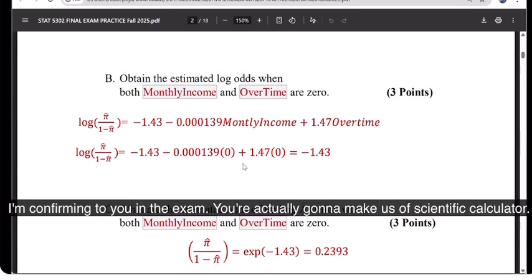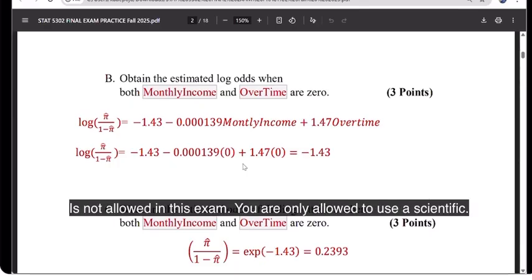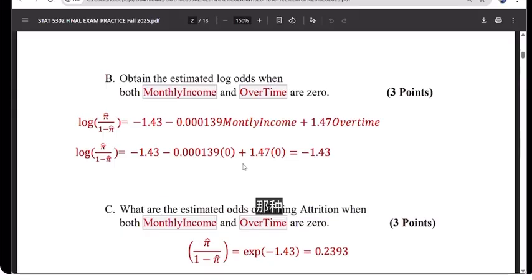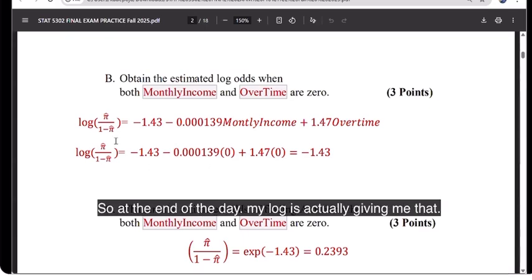I'm confirming to you that in the exam, you're actually going to make use of a scientific calculator. The use of a graphing calculator is not allowed. I'm going to say that again: the use of a graphing calculator is not allowed in this exam. You are only allowed to use a scientific calculator. So make sure you come into the exam hall with a scientific calculator, a calculator you can trust. So at the end of the day, my log odd is actually giving me that.